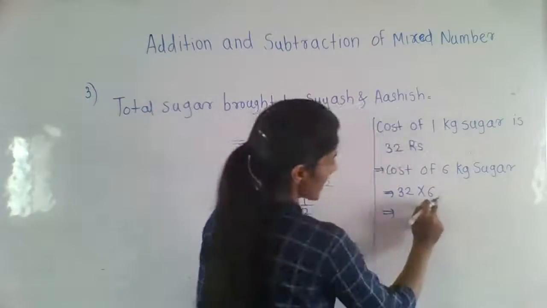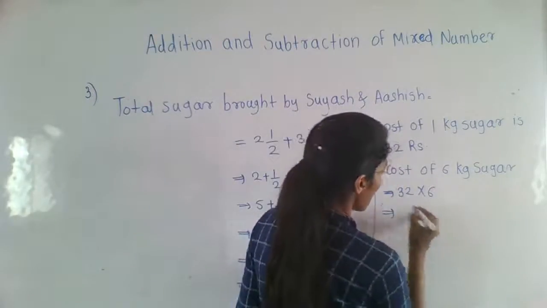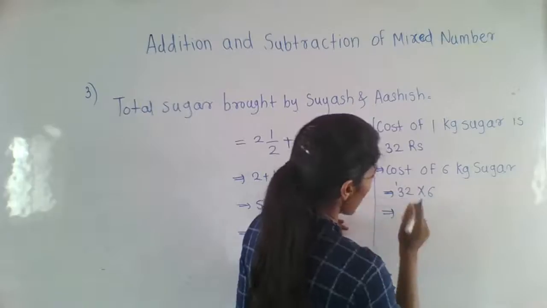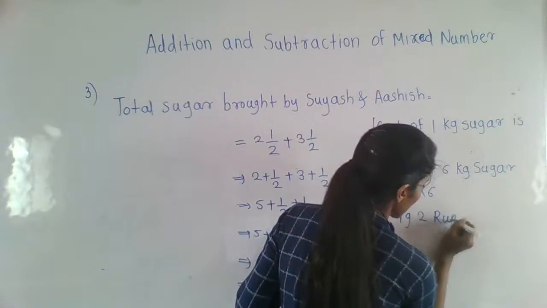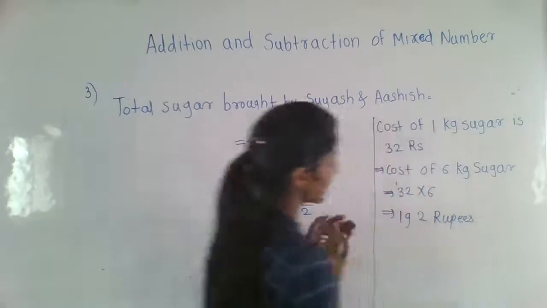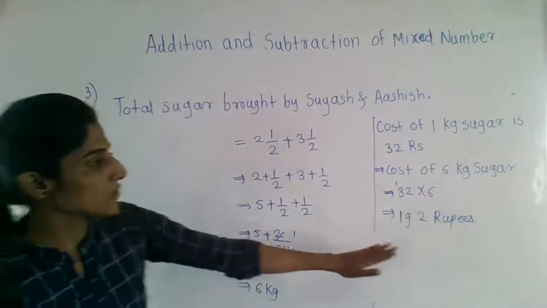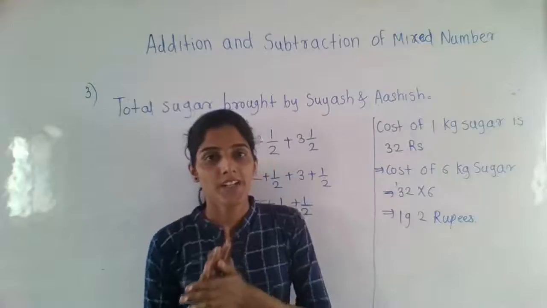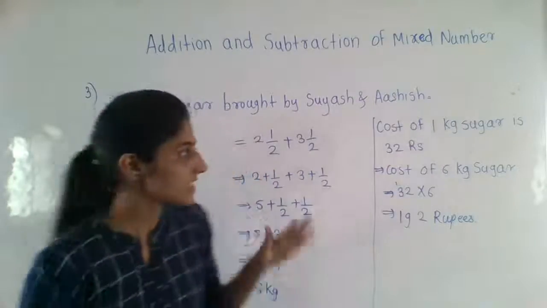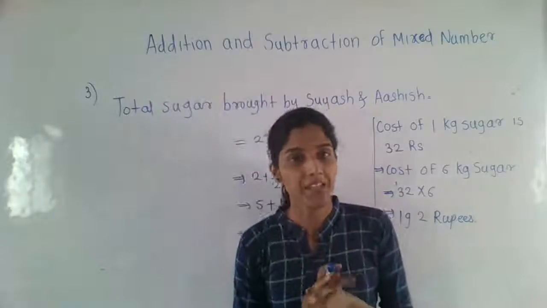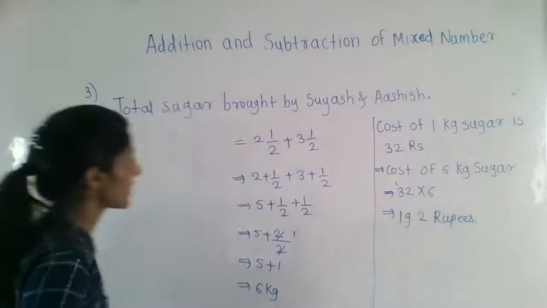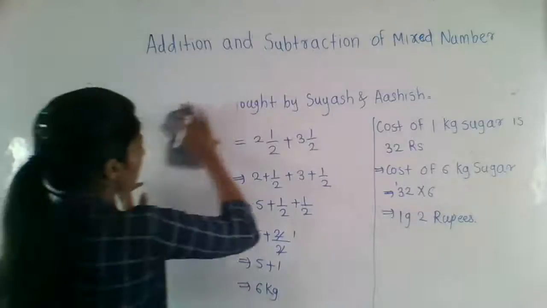What we get? 6 2s are 12, 1 carry over. 6 3s are 18, and that is 192 rupees. Okay, म्हणजे त्यांनी 6 kg sugar कितीला आणली? 192 rupees ला. Understand this example? That is the word problem which is given in the problem set.